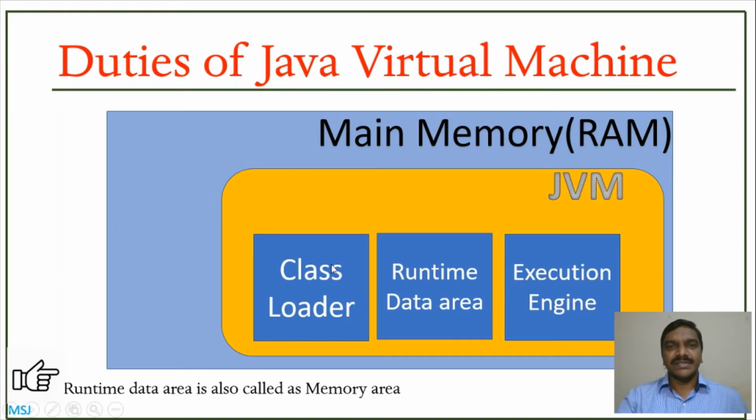Now here we can see that in Java virtual machine we have three different components. One is class loader, second one is runtime data area, which is sometimes called memory area, and the third component is execution engine. This is JVM, and this JVM is loaded in the main memory RAM.